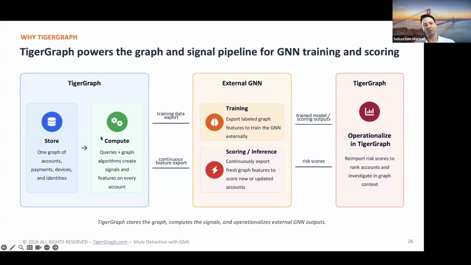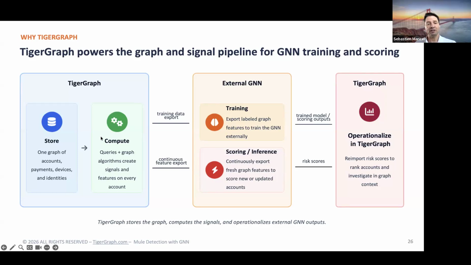Now, once the data is in the graph, TigerGraph computes the signals the model needs. These are all the algorithms that Abraham walked us through. Graph queries and algorithms turn raw relationships into features such as money flow behavior, shared devices or phone numbers, connected components, PageRank, and other structural patterns. Those graph-derived features are then exported to the GNN.